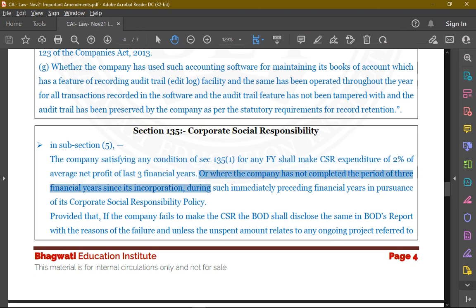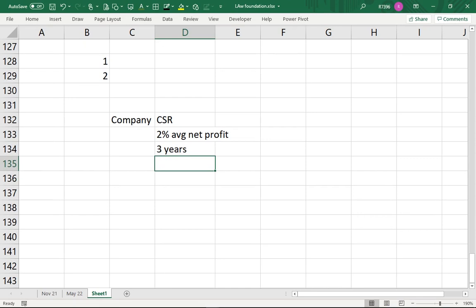Now here this is the amendment. What it says, where the company has not completed the period of 3 financial years since its incorporation, during such immediately preceding financial years in pursuance of its corporate social responsibility policy. Now what does it mean? Look, there is possibility that some companies have completed just the 2 years. Now how will this average net profit be calculated? Law was silent in the previous section 135 subsection 5, but now in the new amendment they have given the solution.